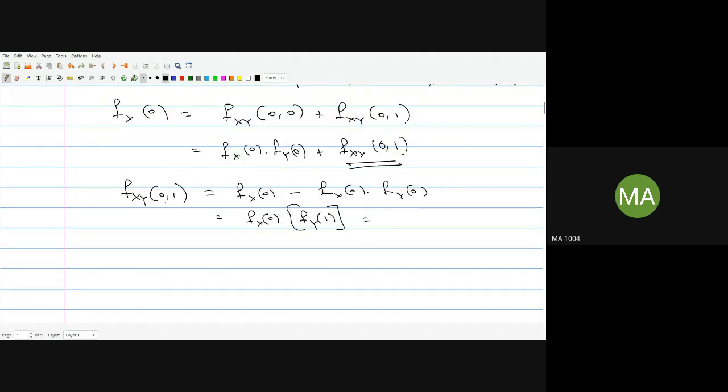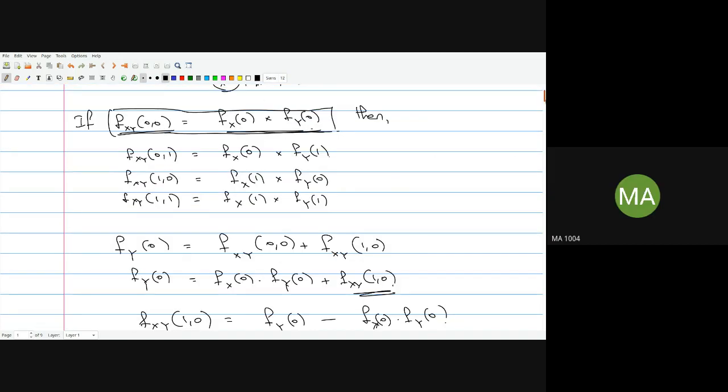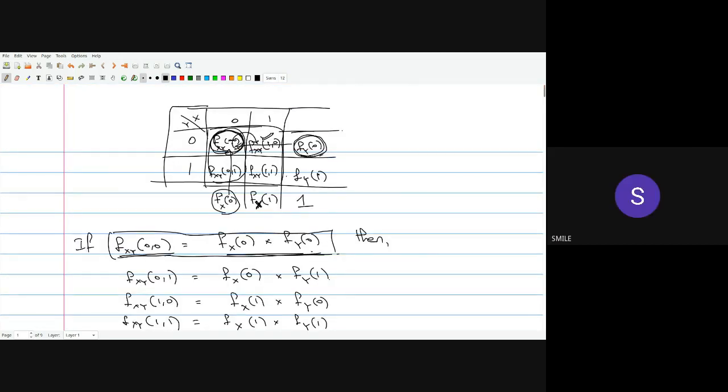So from here, what we got? The joint is product of marginals. And the last one will also follow. Similarly, you can check for this. So the time complexity for this 2 cross 2 table is, you no need to check all the 4 values. It is only 1. If it is true for one entry, then other 3 entries will also follow.